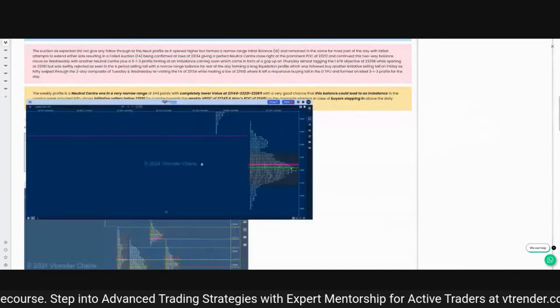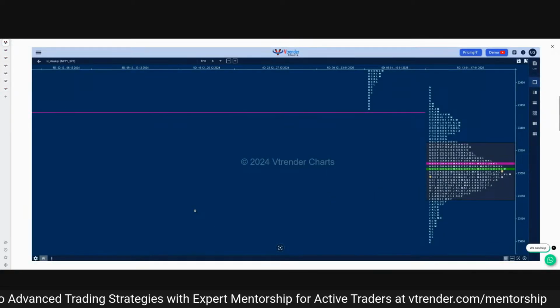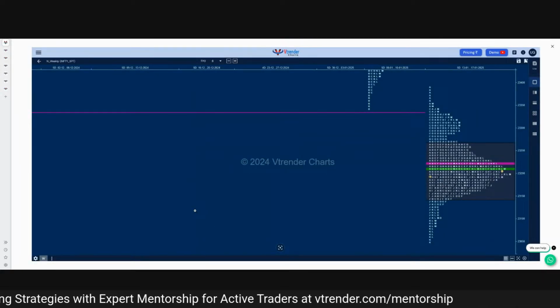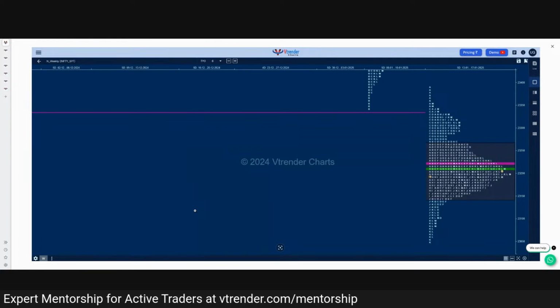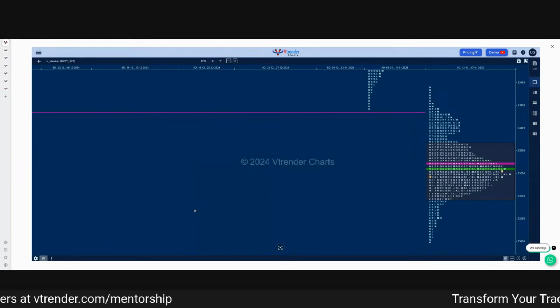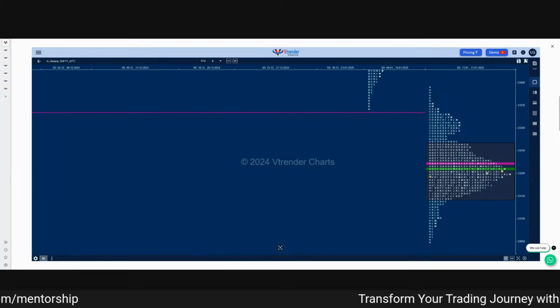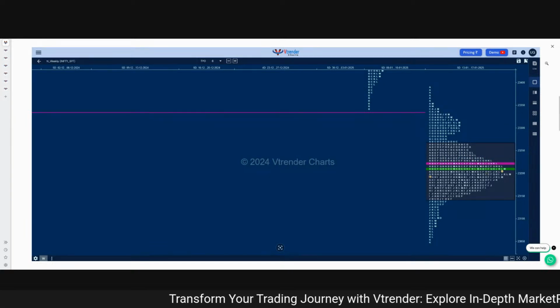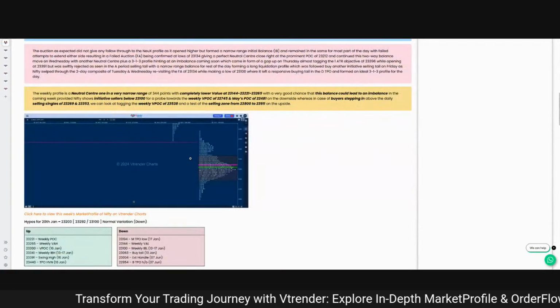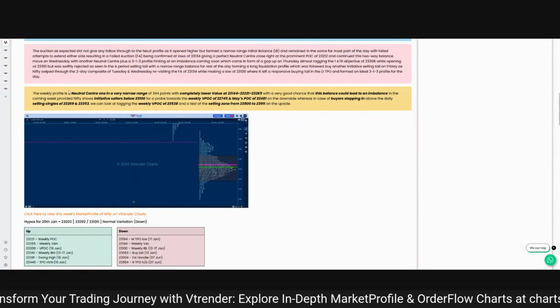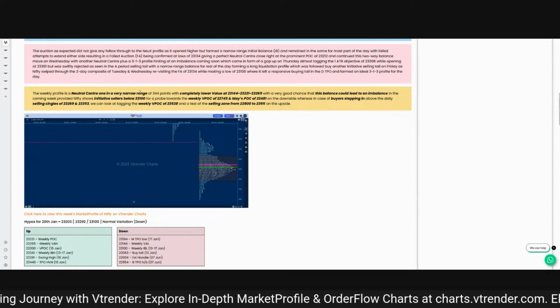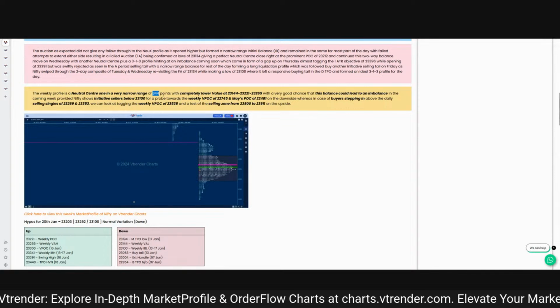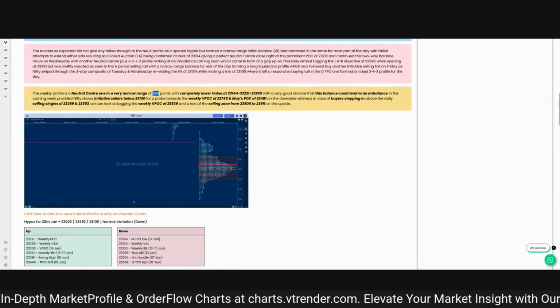If we take the weekly chart, you don't get to see a better Gaussian curve than what you are seeing on screen. The weekly profile was also an ideal Gaussian curve with a close right at the mid, which is the prominent POC of 23,221. In fact, we had put it on X also that the weekly profile is a neutral center one in a very narrow range of just 344 points with completely lower value.